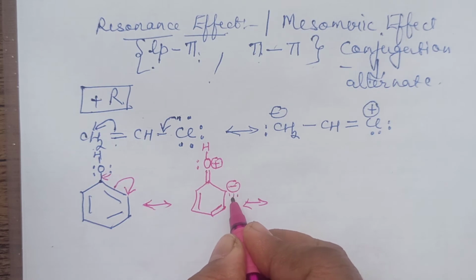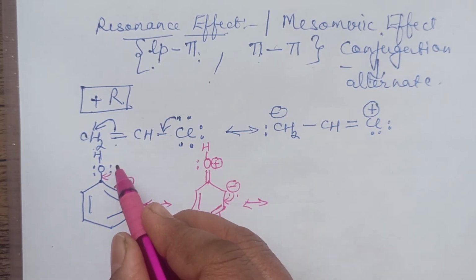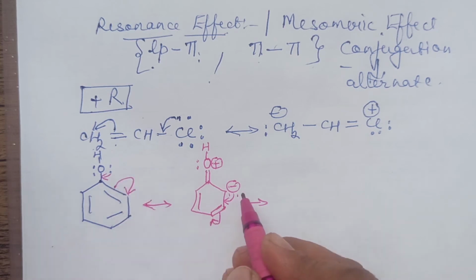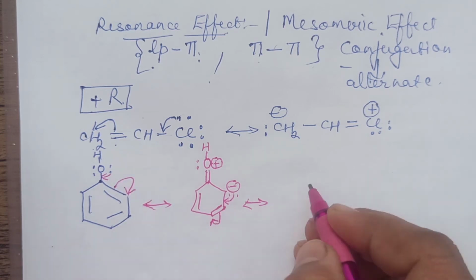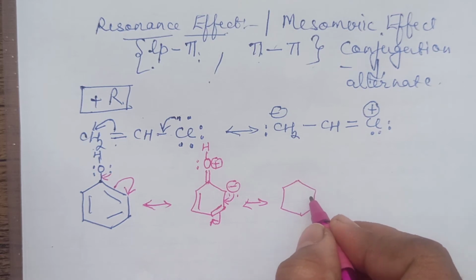Now again this will go, and this pi bond, always it is happening like that. Lone pair is pushing, pi bond is going further. Lone pair is pushing, pi bond will go further. So what changes I made in the second structure, I'm going to show in the next one.